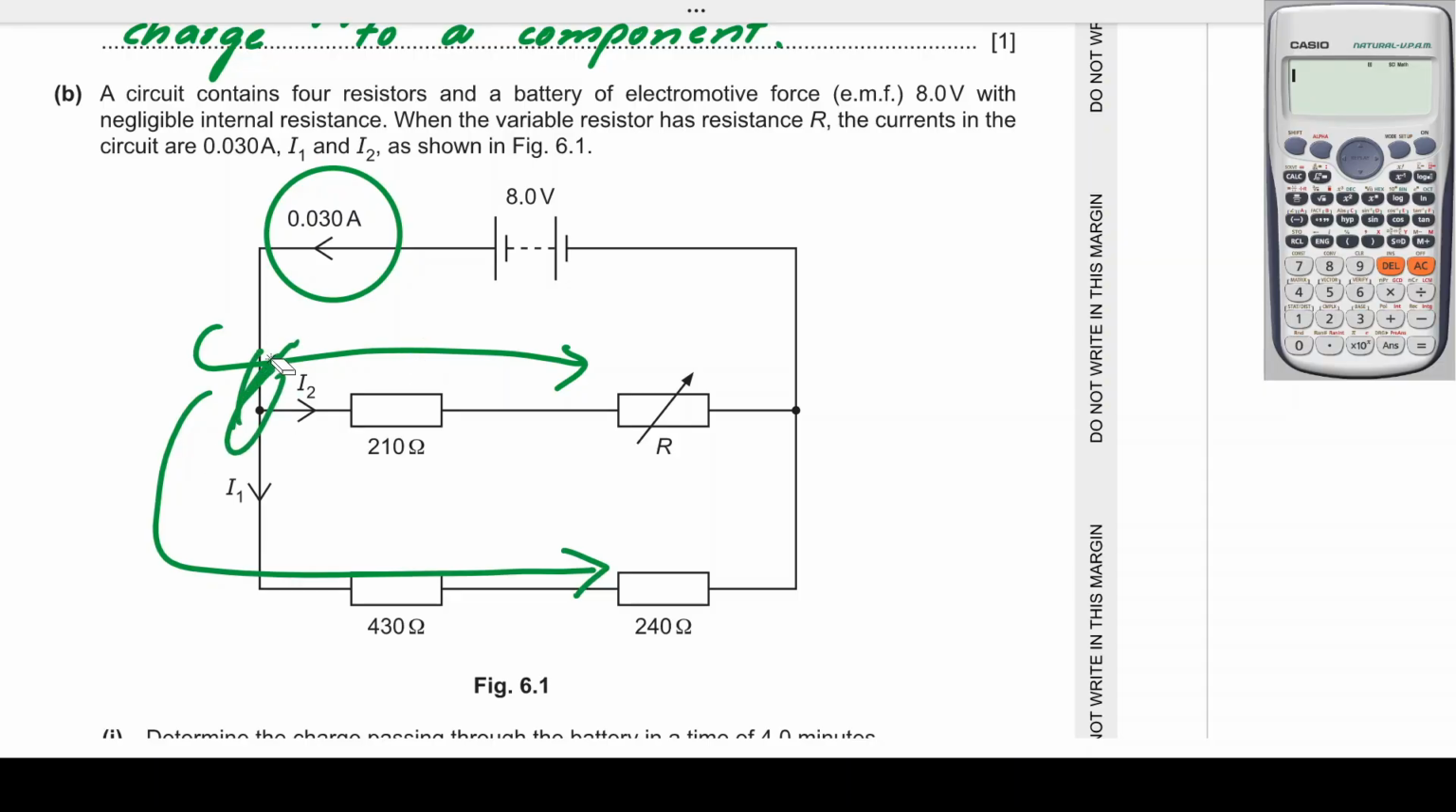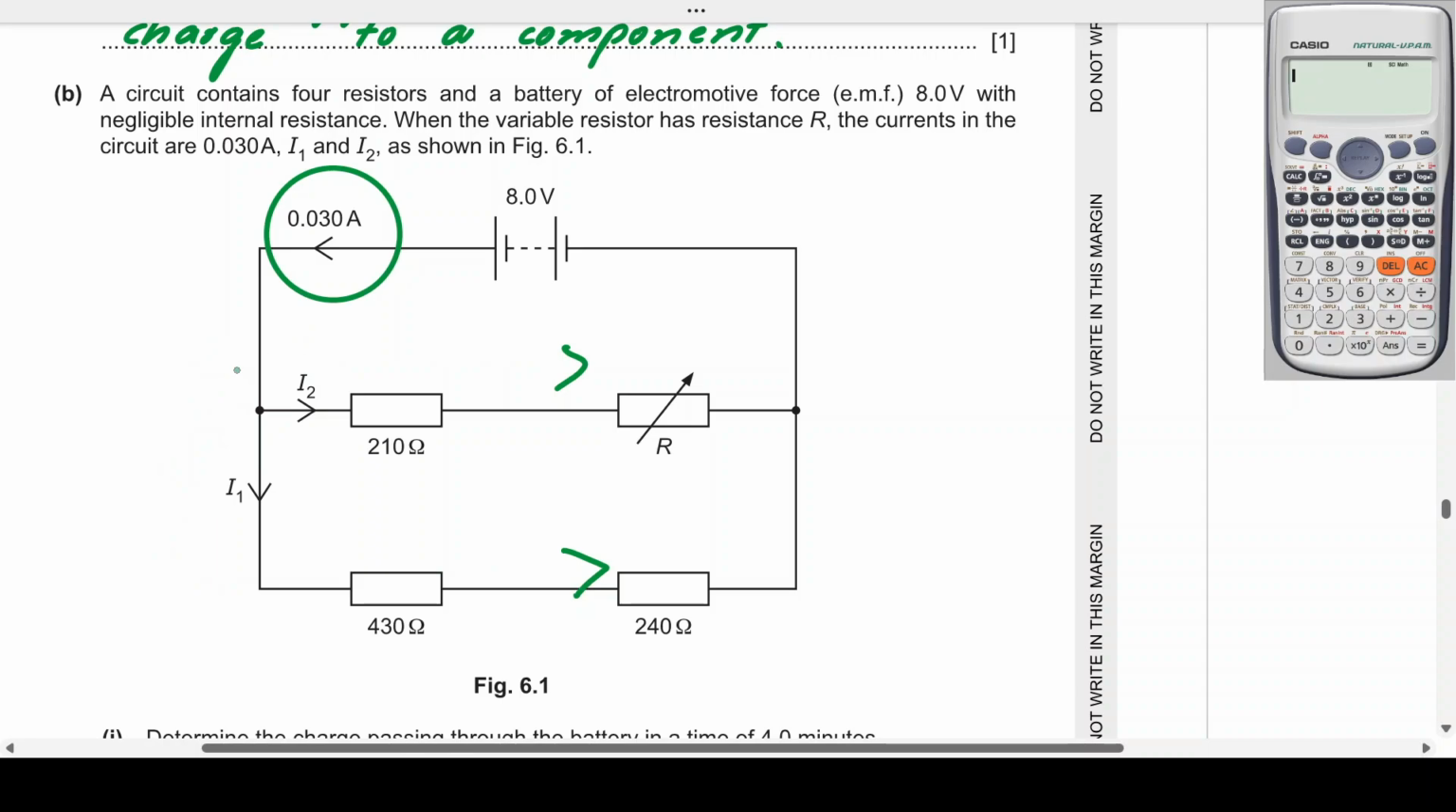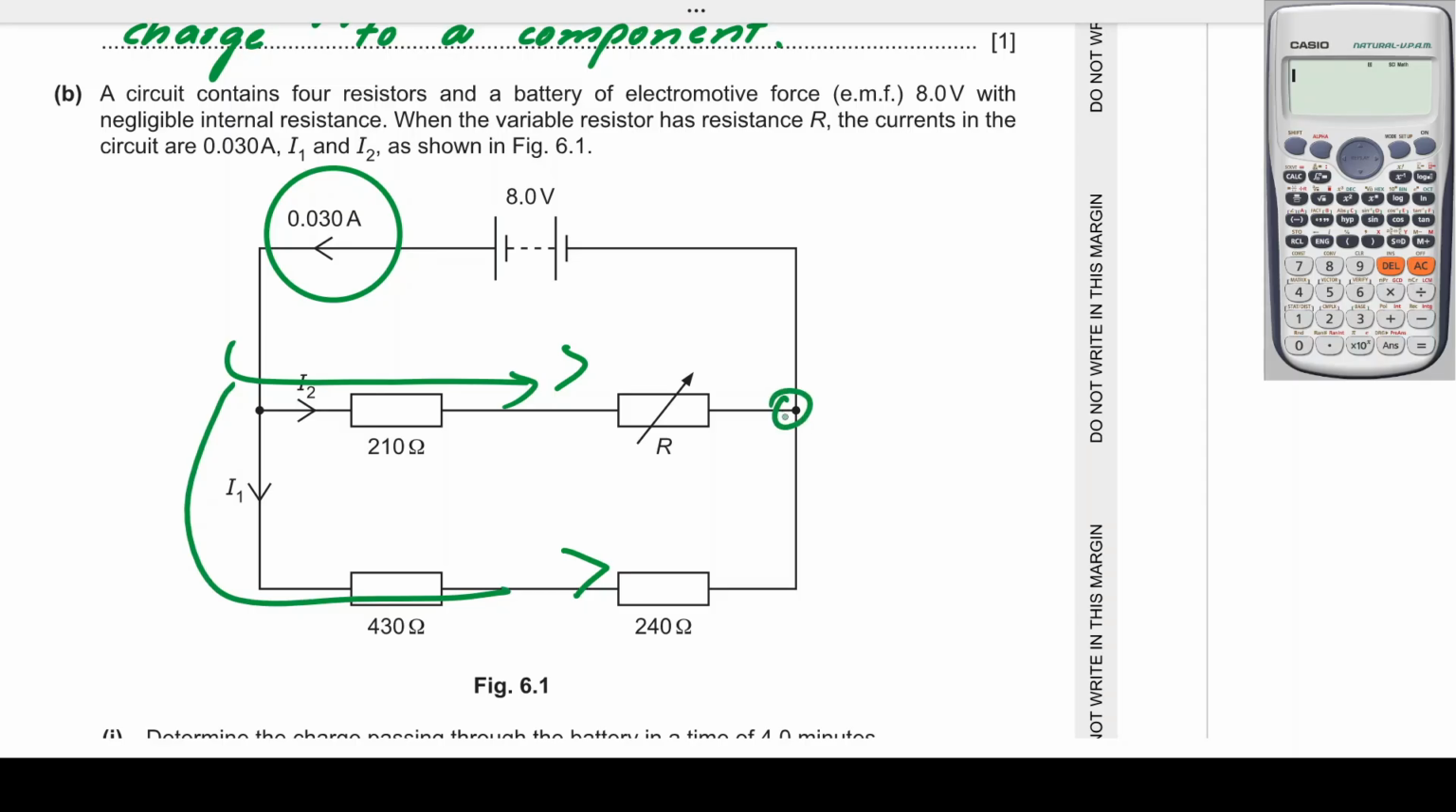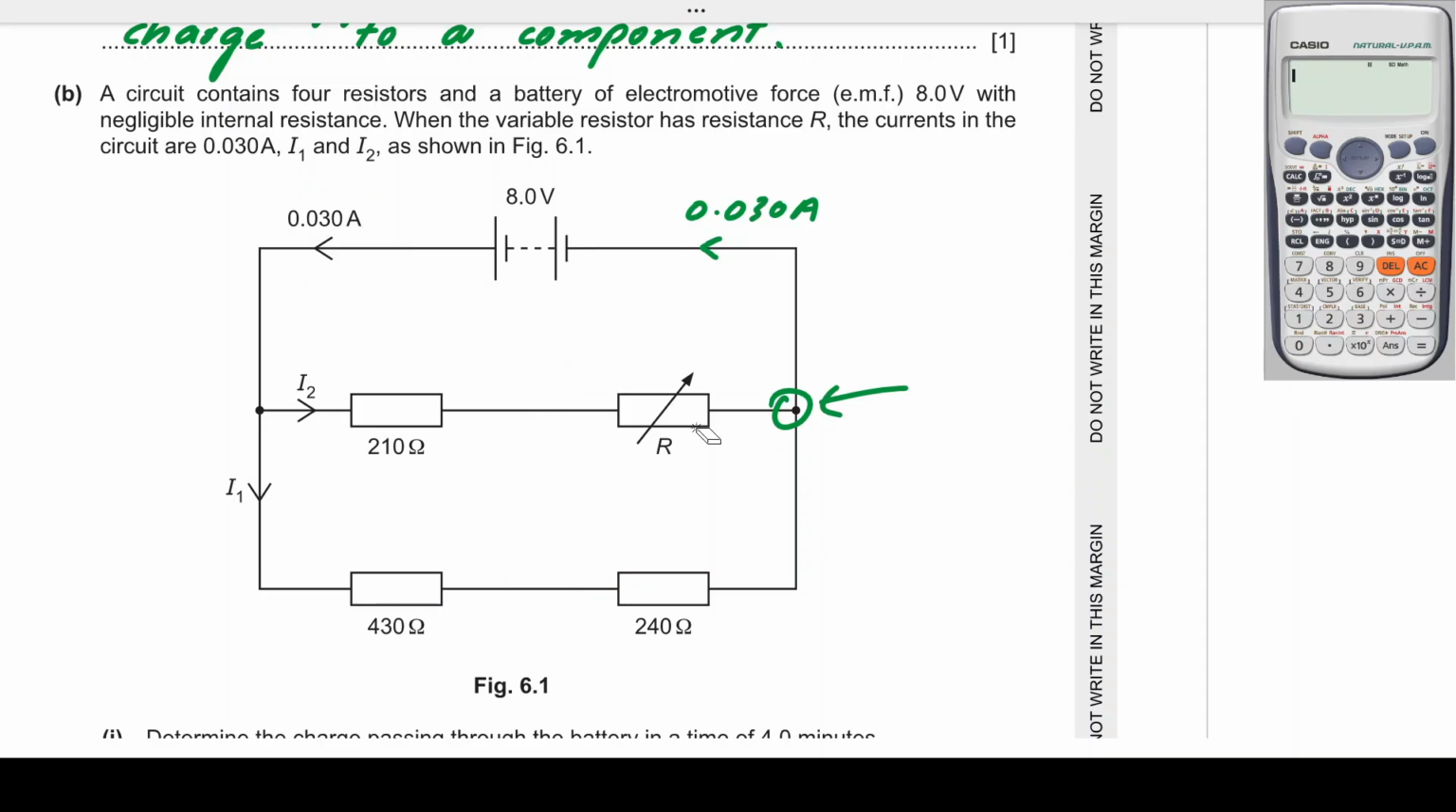Okay, so think about it. There's a traffic coming from the road and it splits into 2 roads, and the entire traffic meets once again at this point. So once they return back, it is exactly the same, 0.030 amperes.